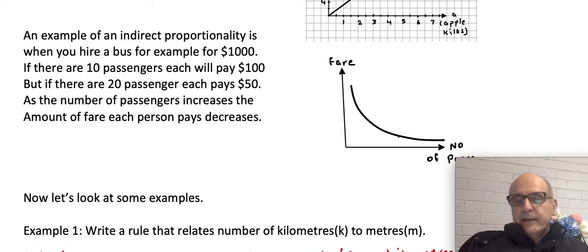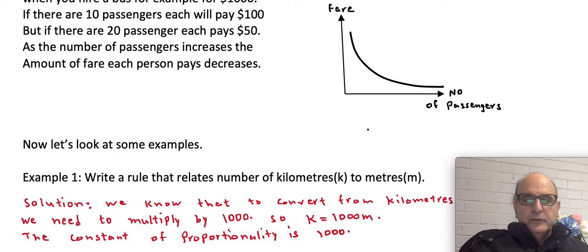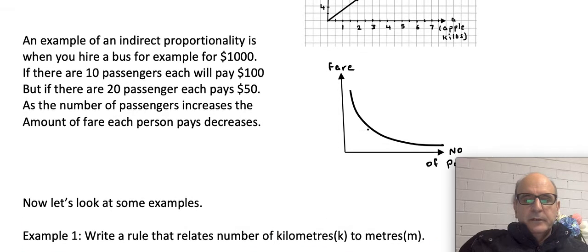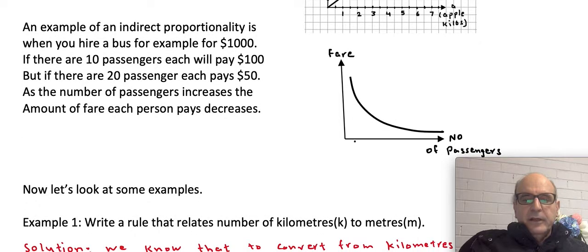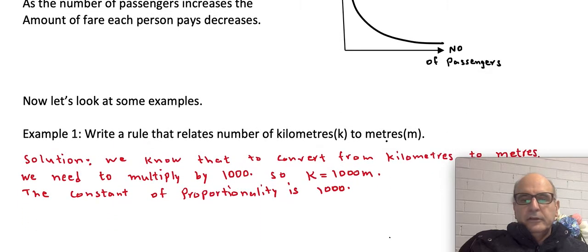So that graph shows this. We don't get into too much detail about that. Just remember that it is not a straight line, and as one goes up, like the number of passengers, the fare for each of them goes down. That's called indirect proportionality.